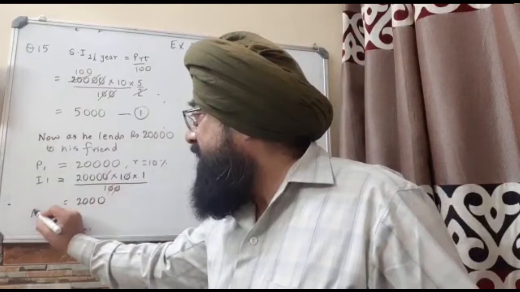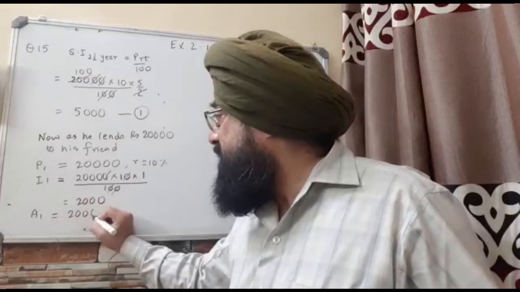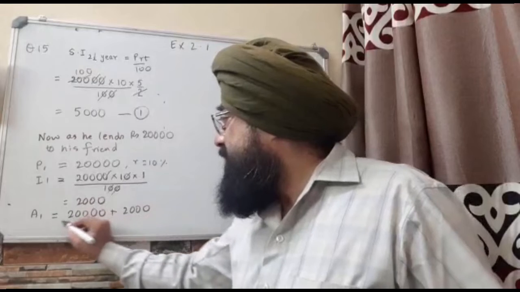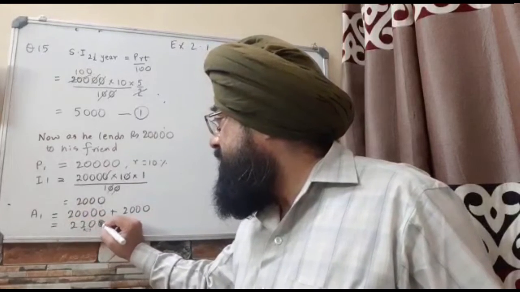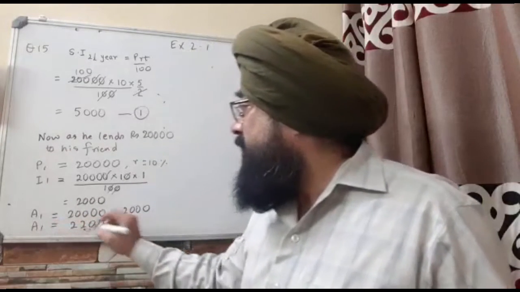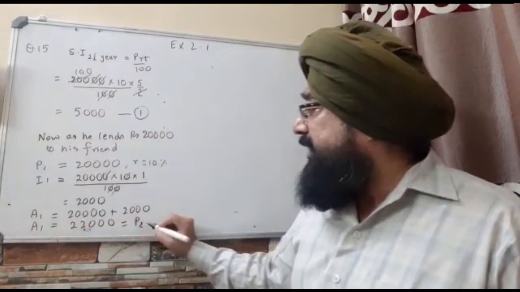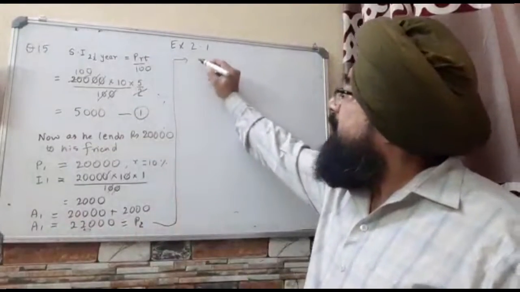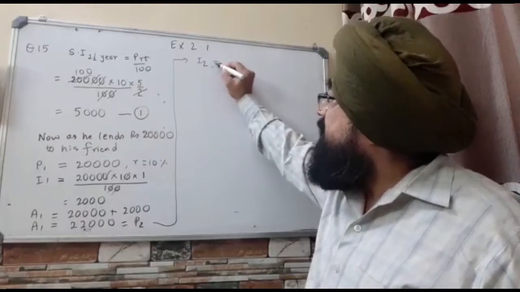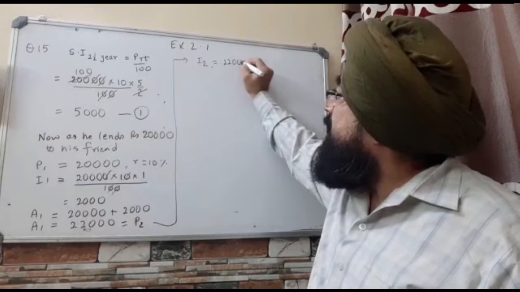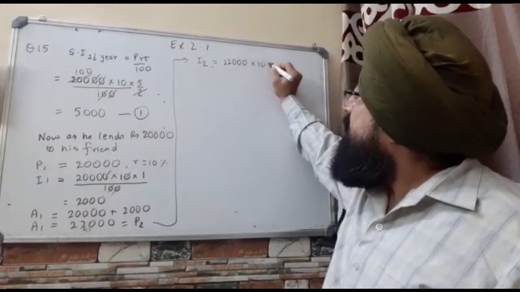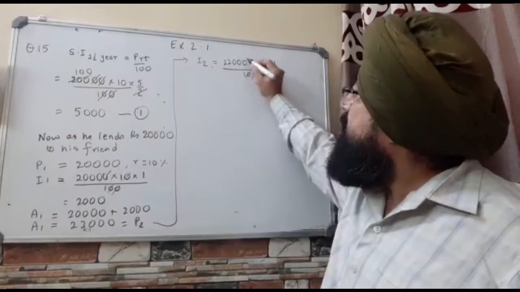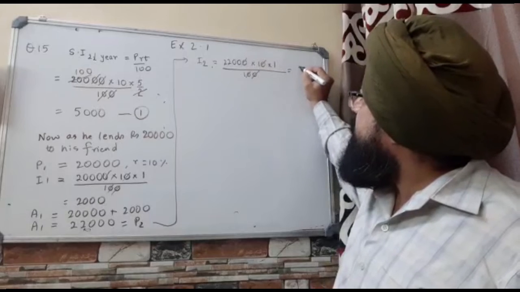So therefore amount at the end of 1 year will be 20,000, P1, plus I1, that is 2,000, and that makes it 22,000. And this amount at the end of 1 year will become the principal for the second year. Therefore I2 can be calculated using this P2, which is 22,000 now, into rate 10, into 1. Time is 1 year for the second year, upon 100. So you can see 2 zeros go off, and this comes out to be 2200.